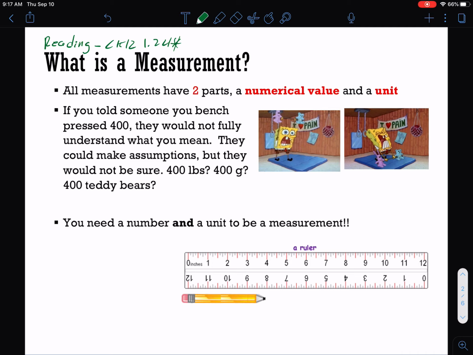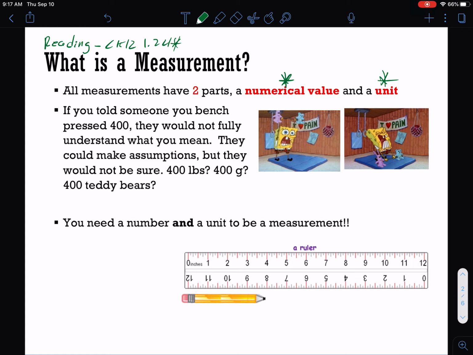So, with measurements, what is a measurement? You've probably taken measurements throughout your whole lives: weight, a length, how much liquid you're going to put into a drink. All of those are measurements, but you never thought about what an actual measurement is. What makes a measurement? A measurement has two parts: a numerical value and a unit. And you need to have both of these. Both of these are vitally important.